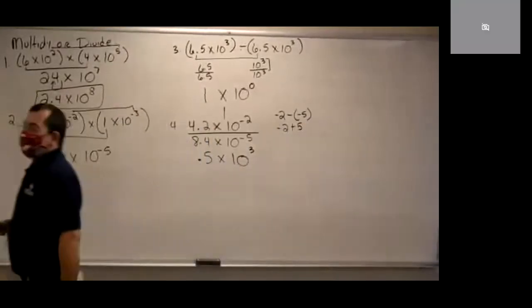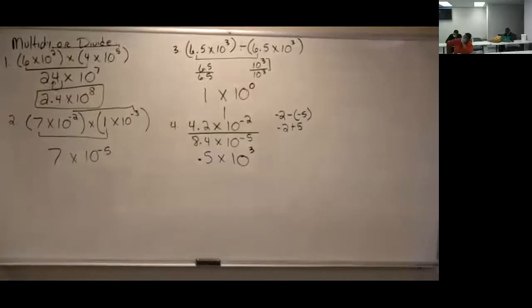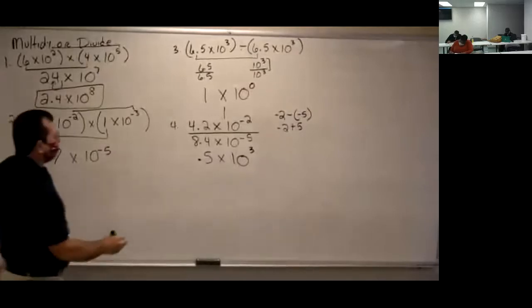So 0.5 times 10 to the third. Am I done? I've got to move the decimal point. It's got to be behind the 5. Good job.